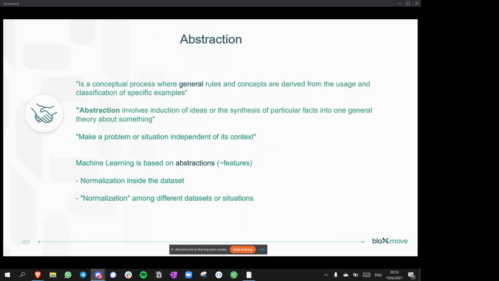Abstraction is the process of getting general rules from specific examples. It could be defined something like this, and it is usually applied to data. It is usually applied to specific problems, but the idea that I want you to take home today is that these general rules, these general characteristics, do not only exist inside one specific problem. These general rules and general characteristics exist also among different problems. And why is this important?